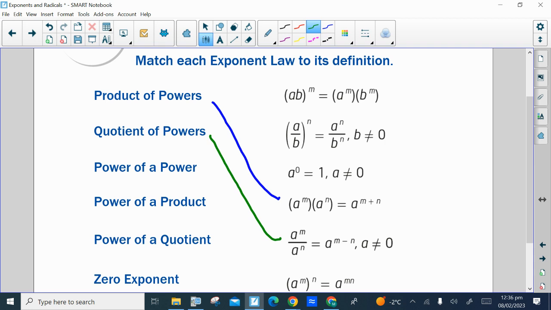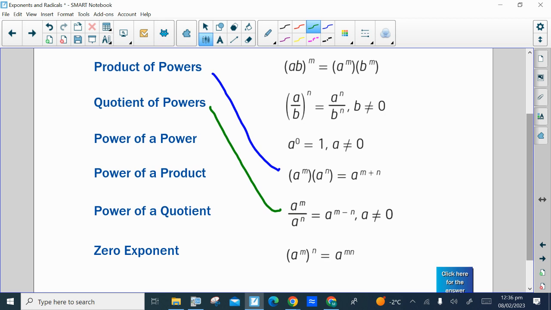Power of a power is where you have one exponent raised to another. When you have one exponent raised to another, that's the power of a power law. And when that happens, and we've seen this one before, you multiply the exponents and keep the base the same. So those ones go together. The next one on the list is power of a product. That's where you have a product, in this case a times b, in brackets all raised to the power m. So you can see basically you just distribute that power m to both parts of what's inside the bracket.